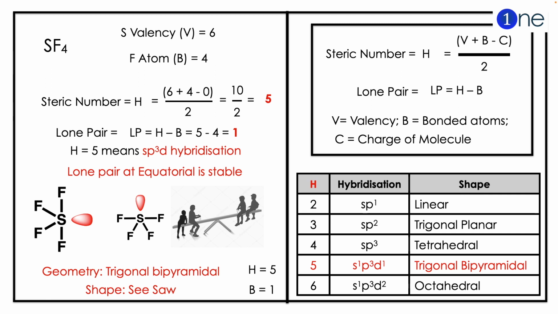So steric number 5 means you have trigonal bipyramidal, but you should know the lone pair. Here the lone pair is V minus B, which gives 1. So totally 1 lone pair there. So with one lone pair in trigonal bipyramidal, you have the seesaw structure. So SF4 has the geometry of trigonal bipyramidal, and the shape is seesaw with 1 lone pair.